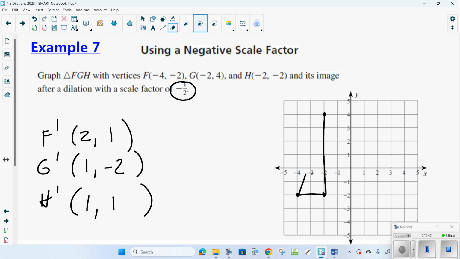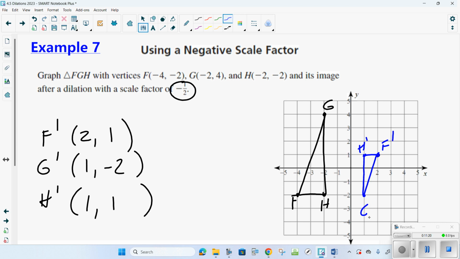There's the original, which is F, G, and H. Now for my image, my new +2, I'm going to change colors here. This always makes it a little bit easier to see. +2, +1. Of course, it helps if my colors work. 1, -2, and 1, 1. So not only did it make it smaller by 1/2, then it also rotated it 180 degrees. So we got F prime, H prime, and G prime.